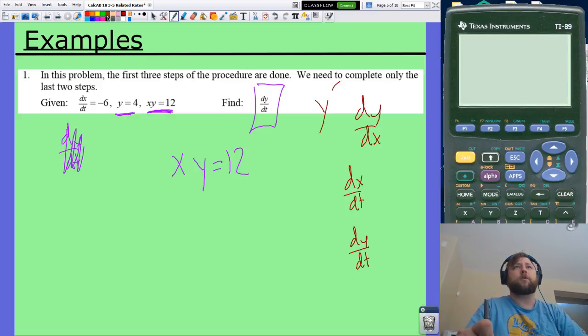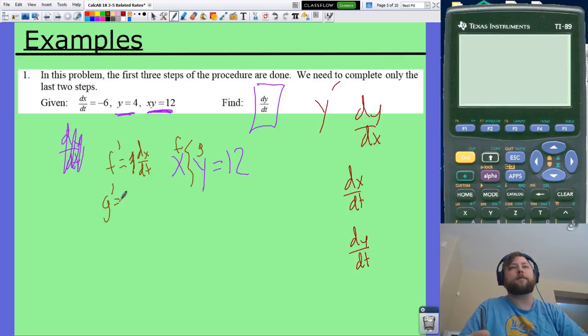So if I'm doing this equation, it's going to be a product rule. We're splitting that into f and g. So my f prime is going to be 1 times dx/dt, so I'm just going to say dx/dt. And my g prime is going to be 1 times dy/dt, or just dy/dt. So writing that out in my implicit differentiation, it's going to be f prime, so dx/dt times y, plus regular f times dy/dt equals 0. So I did my implicit differentiation.